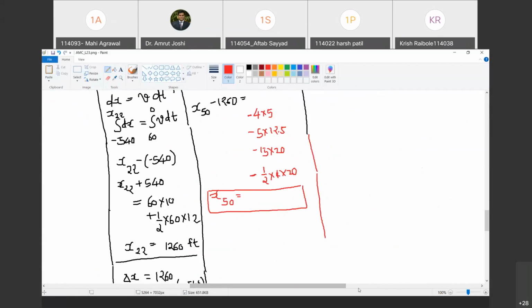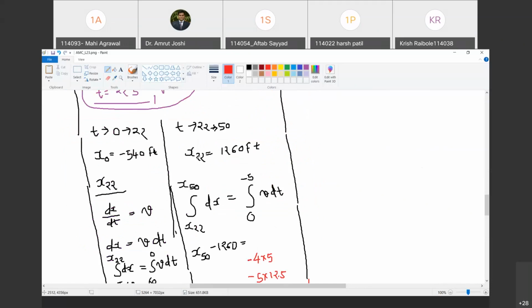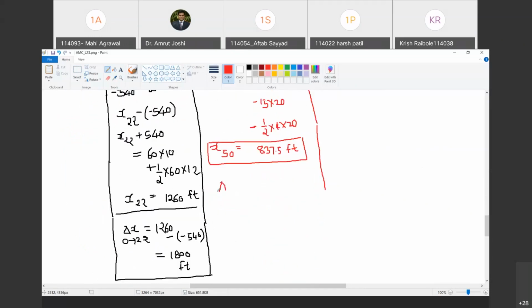So 837.5. Positive or negative? Positive. Sure? Yes, sir. So 837.5 feet. Do you agree with me? Yes, sir. But I am not interested in x50. I am interested in the change in position from t equal to 22 seconds to 50 seconds. So I am interested in delta x from 22 seconds to 50 seconds.